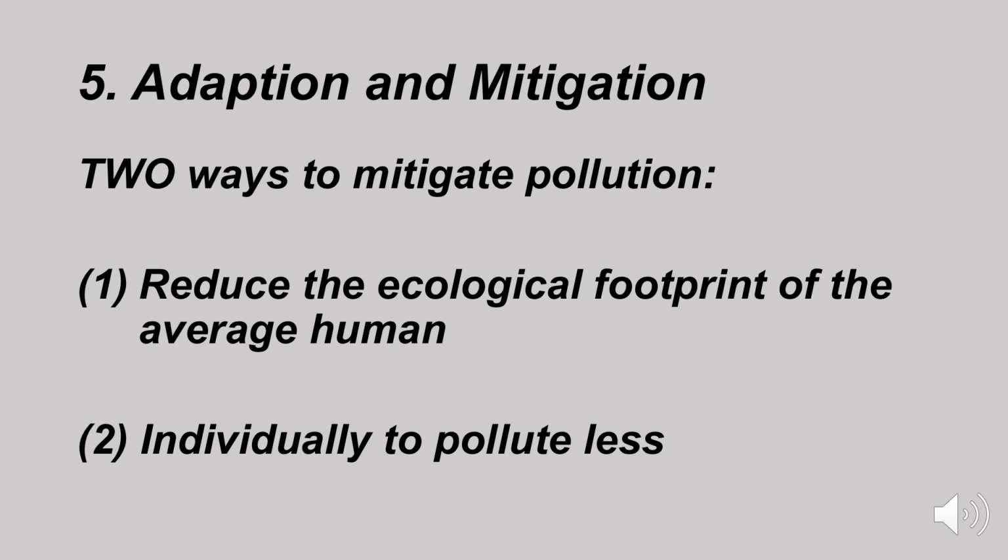The average footprint of a human is equivalent to about 7 acres of land. The problem is that as we reduce our individual footprint, we're still adding 75 million people to the planet's population every year. So we have to greatly reduce our ecological footprint to reduce the pressure on the ocean. And then we just have to simply individually pollute less.